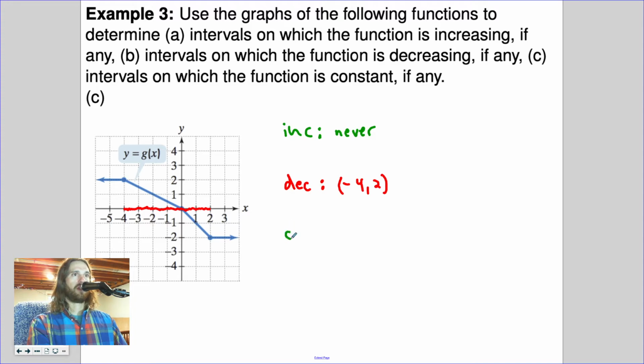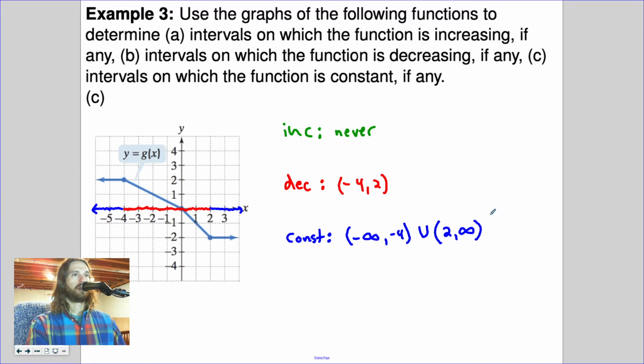All right, and then, whoops, wrong color. Constant. Where is it constant? Well, there are 2 spots where it's constant. It's constant from -infinity all the way to -4. And it's flat or constant, 0 slope-ish, from 2 all the way to infinity.